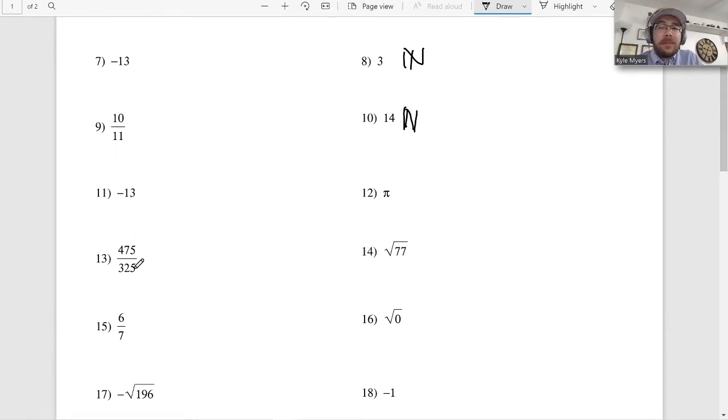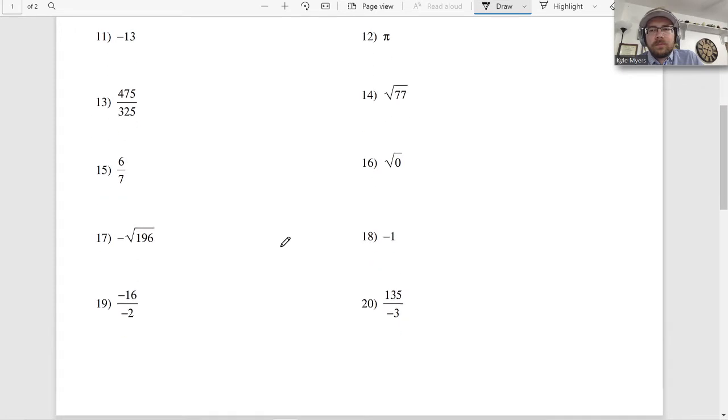475 over 325, no. It might simplify, but it's not going to simplify to like 2 or something, because otherwise it'd have to be exactly double 325, and it's not. Right, twice 325 would be 650. So that's not going to simplify to 2. If the fraction simplified to 2, it wouldn't matter that it's written as a fraction. It would actually be a whole number, or a natural number, that is.